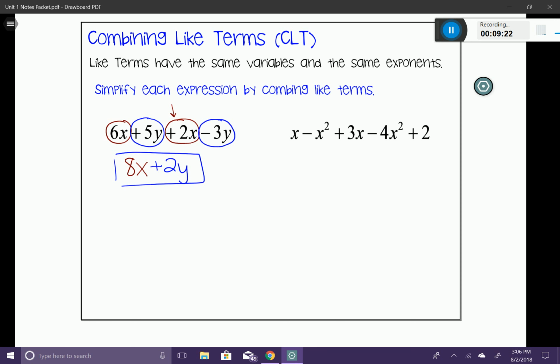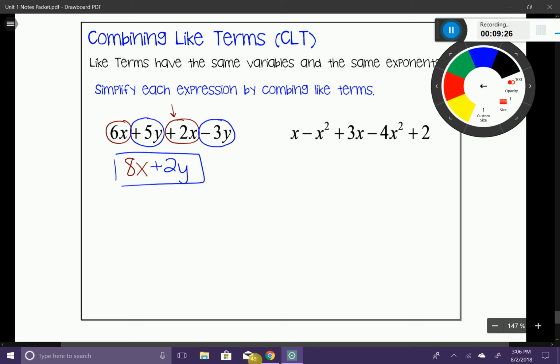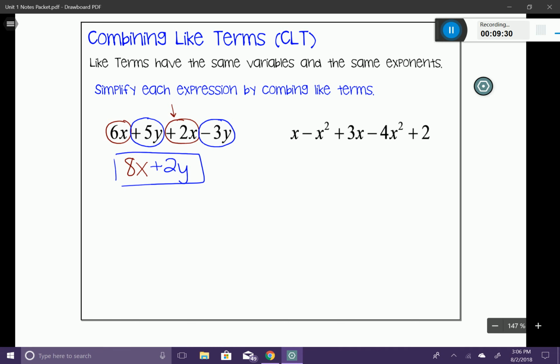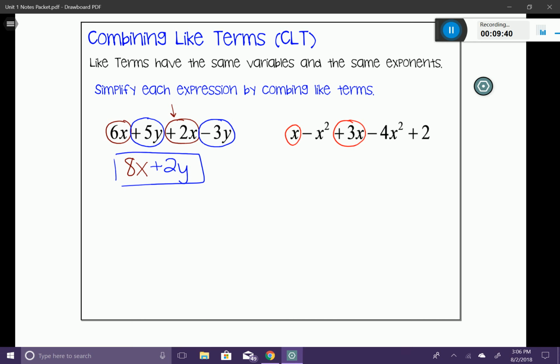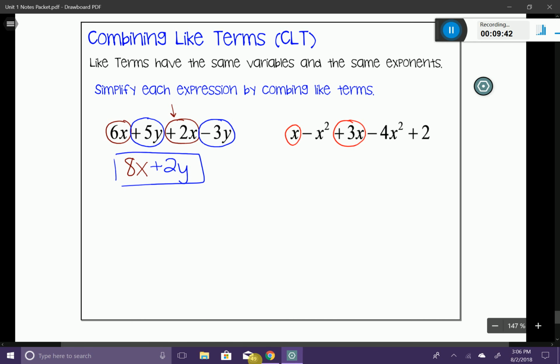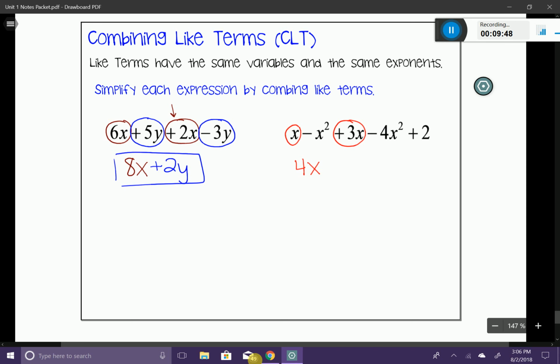All right, let's add an example with some powers here. So let's go ahead and find some like terms. I'm going to find these like terms first. I have an x, and then I have a positive 3x. Do you see how the x and the x are the same? It's not the same as x squared. So I'm going to combine them. x plus 3x is going to leave me with 4x.